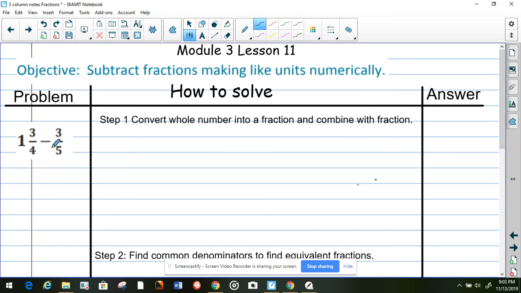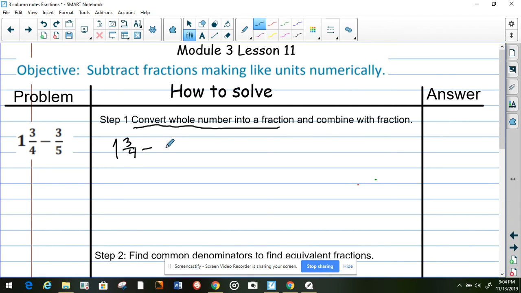All right, so let's look at this subtraction. We have 1 and 3/4 minus 3/5. So our first step, this is a different method. This is method number 1. We're going to convert a whole number into a fraction. Let me show you what that means.